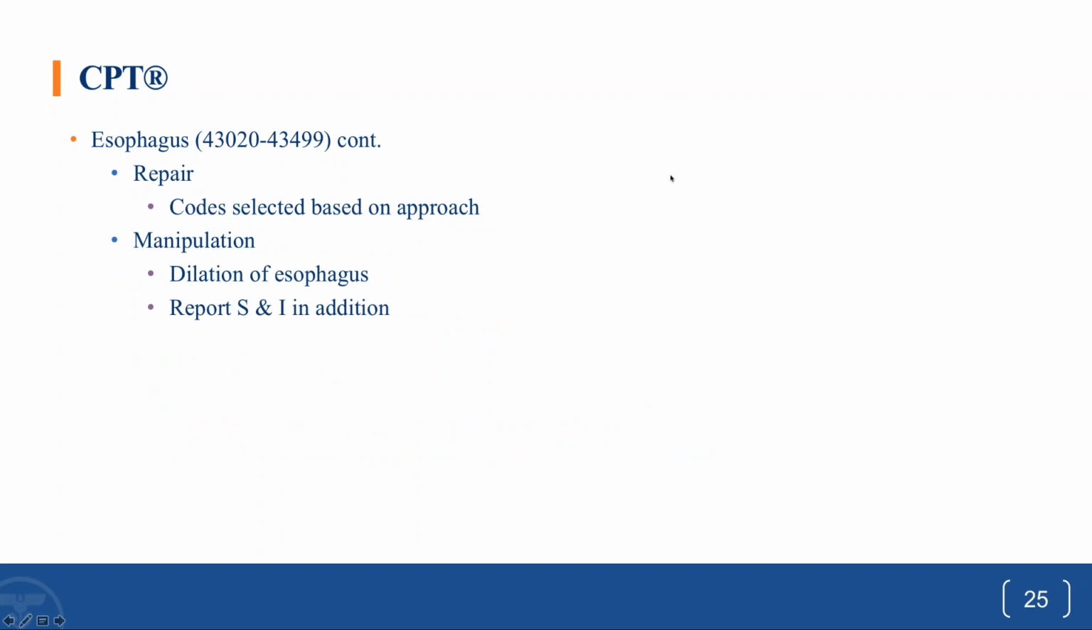And then with the esophagus, which is on page 270, these are repair codes. 43020 through 43499 are for procedures on the esophagus. And when you're coding for repairs on the esophagus, you're going to consider the approach.